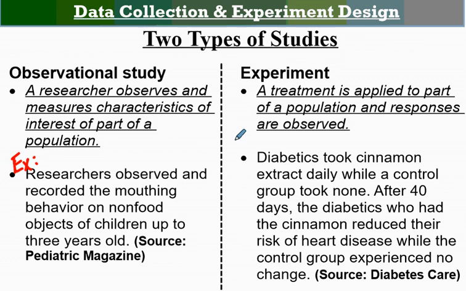So example would be diabetics took cinnamon extract daily while a control group took none. After 40 days, the diabetics who had the cinnamon reduced their risk of heart disease while the control group experienced no changes.